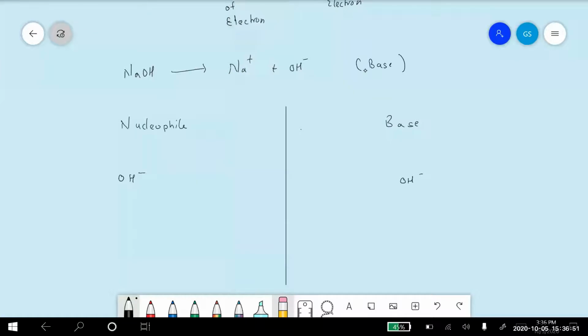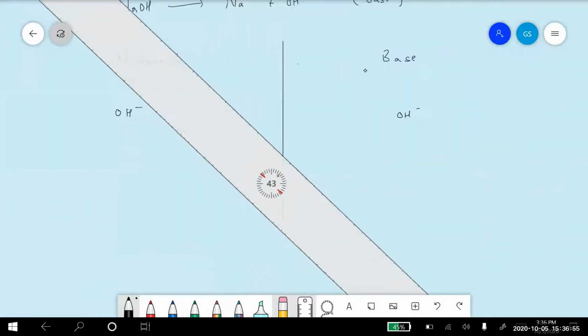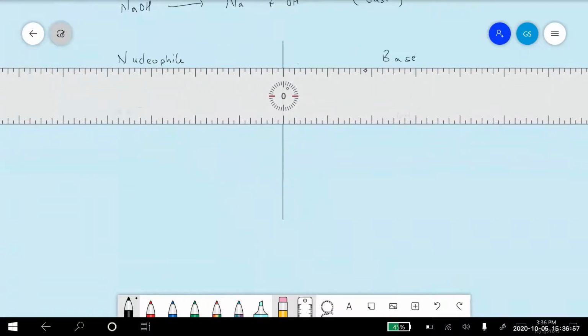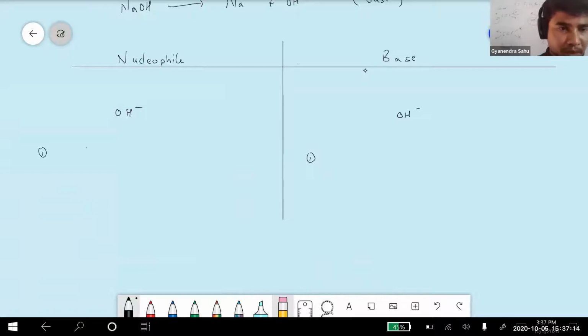So let us start understanding what and how nucleophile and bases are different. And how can you be sure that the activity that you're seeing is that of a nucleophile, not of a base? The first and the major difference that comes between a nucleophile and a base is the way the substance reacts. So let's say you have OH minus and you are trying to react it with something like this.